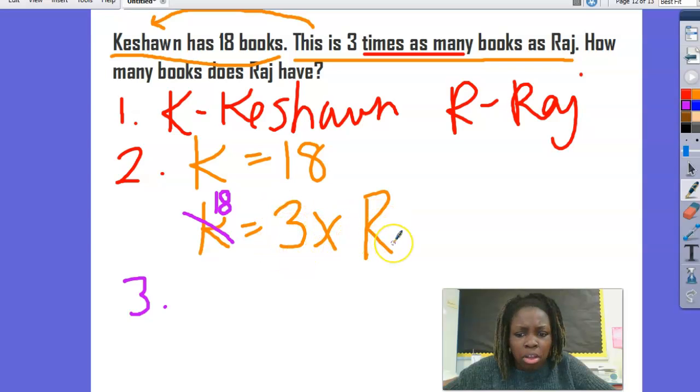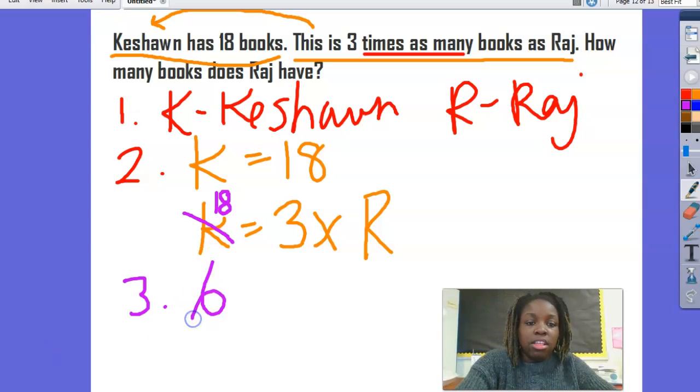Can I solve 3 times R? No, I can't multiply a number by a letter. So what's the opposite of multiplication? Great, division. So you can do 3 times what equals 18, or just do 18 divided by 3 to figure this out. So what is my answer when I solve this? 18 divided by 3. Great, 6. So that means that Raj has 6 books. So 6 would be my answer.